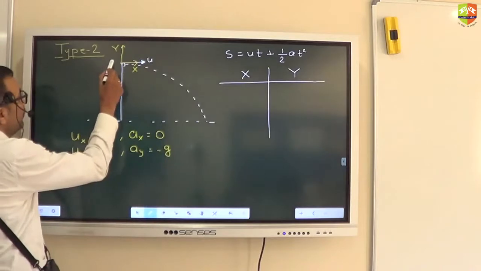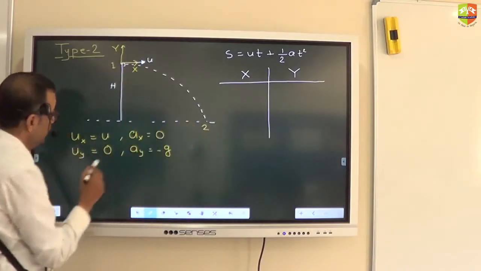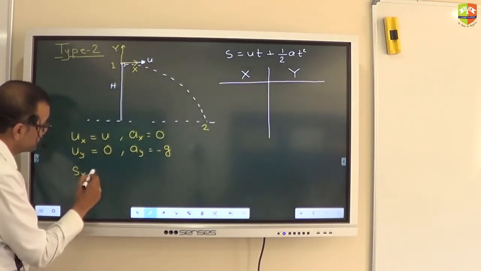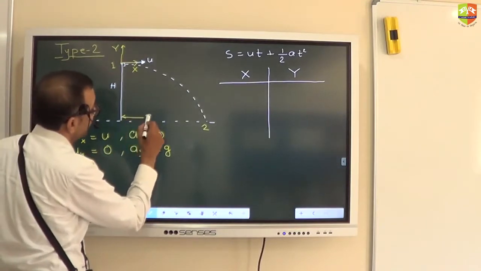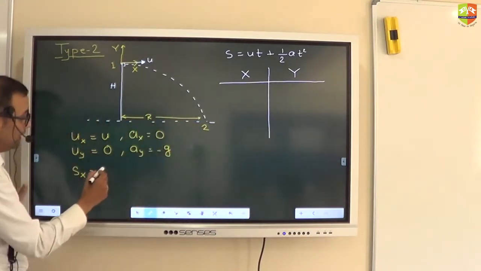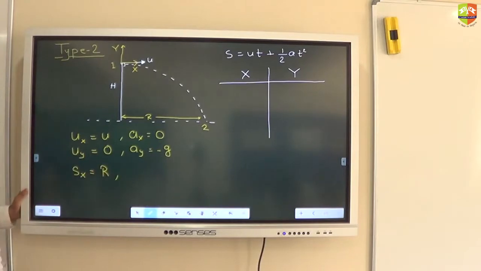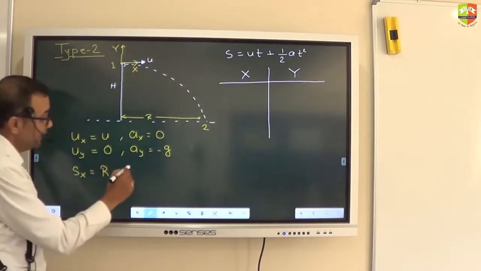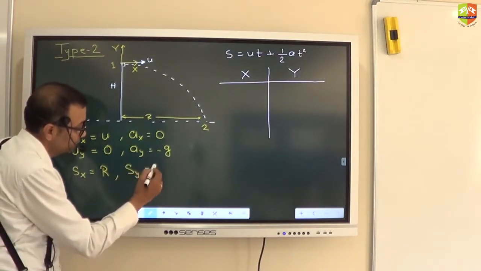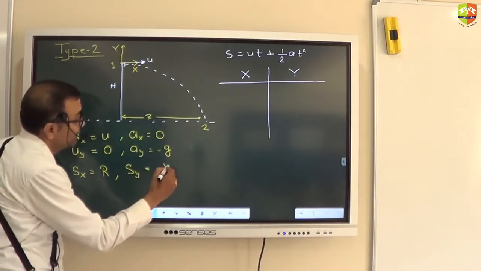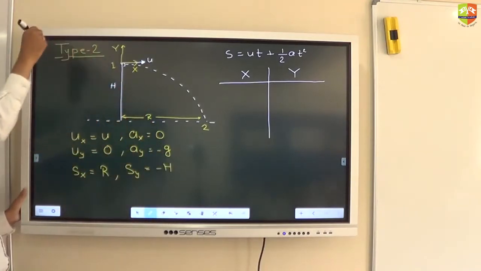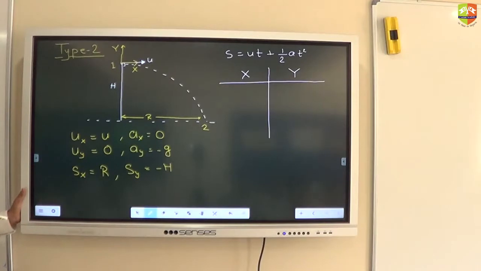Now if I take point 1 and point 2, what is the displacement along x-axis? Let's say this is r. R. Displacement along x-axis is r. Alright? And displacement along y-axis is what? Minus h. It is down. You are taking all the vectors downward to be negative. So that is why displacement along y-axis is negative.